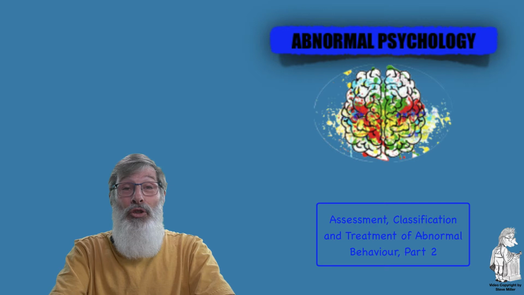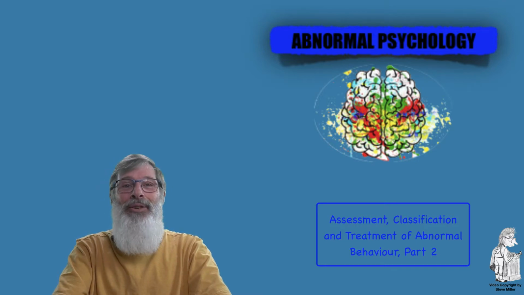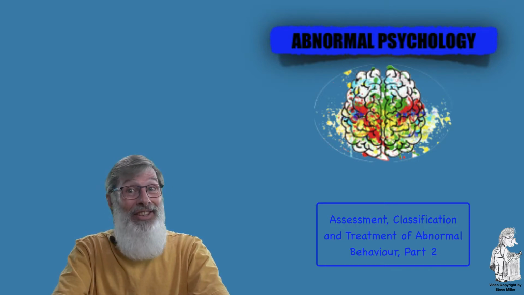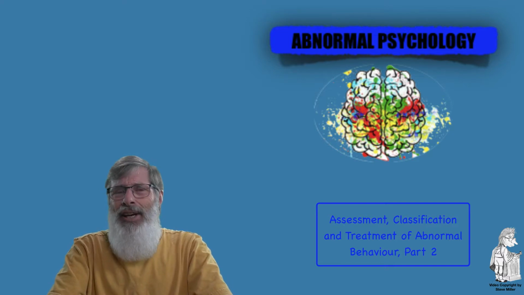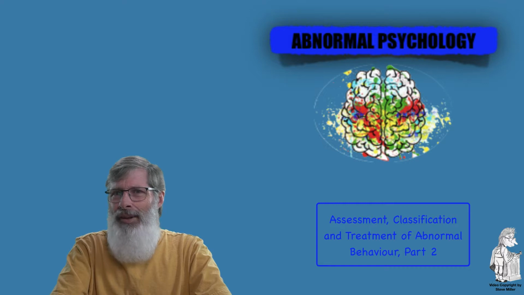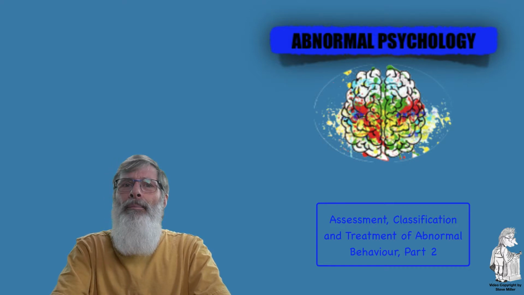We're into Chapter 2, and we're going to look at the Diagnostic and Statistical Manual of Mental Disorders. That's the DSM, and it's the most widely accepted diagnostic system. Now it's in its 5th edition.